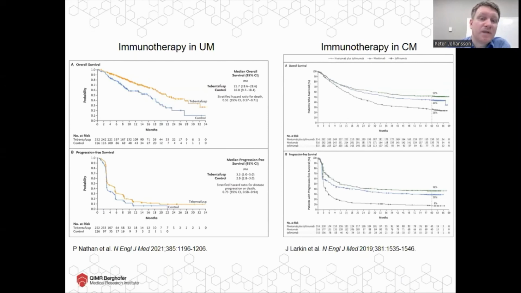One big reason for that is probably that uveal melanoma typically has fewer mutations, and that's a known marker for immunotherapy. So that's why people have been thinking that these patients with MBD4 mutations, who have many more mutations, should in theory be good candidates for immunotherapy.